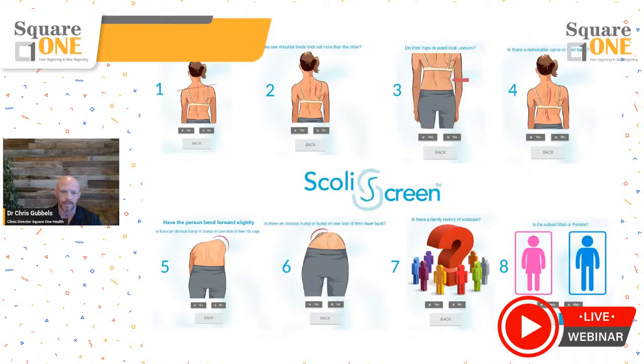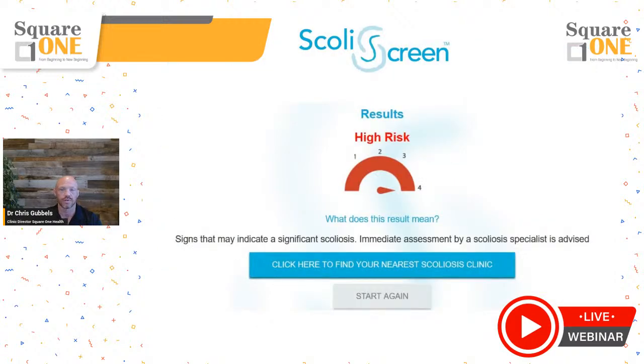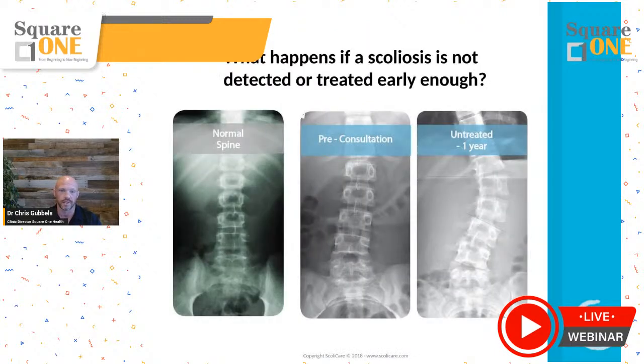Do you see a rib hump, or do you see a shoulder blade sticking out on one side? Do you see an asymmetry of the waistline? Do you notice an obvious curve in the spine? Do you see rib humping when they bend over in their upper back or their lower back? And then, do you have a history of scoliosis? And the last question is, are they male or female, boy or girl? Because there is a much higher prevalence and incidence of scoliosis in females compared to males. When you fill that out, based on your score, it'll let you know the risk factor of scoliosis. And you can click on this button here to find the nearest scoliosis clinic or Scolio-Care clinic, so you can go in for more detailed evaluation.